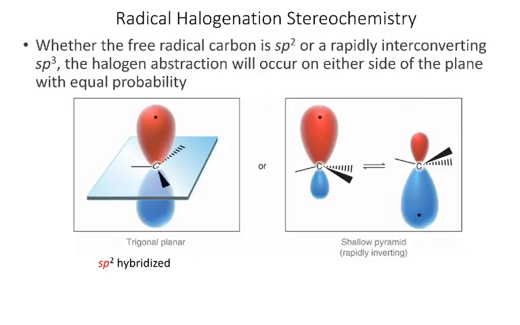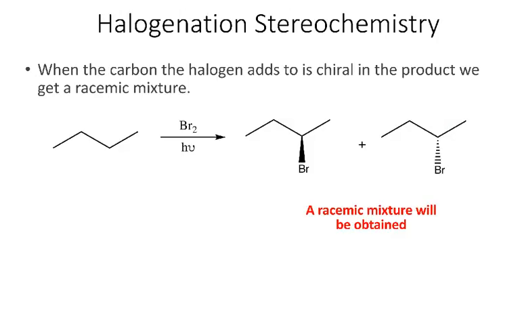All right, the last topic for this video is the stereochemistry of radical halogenation. In the previous video, we talked about the structure of radicals, and we said that they were basically trigonal planar. Sometimes they were sort of a shallow pyramid that rapidly inverts. In either case, the halogen is able to attack from either side in the second propagation step, and so we'll get both stereoisomers in the halogenation reaction. So just an example: when we form a new chiral center as a result of the halogenation, we'll get both stereoisomers.